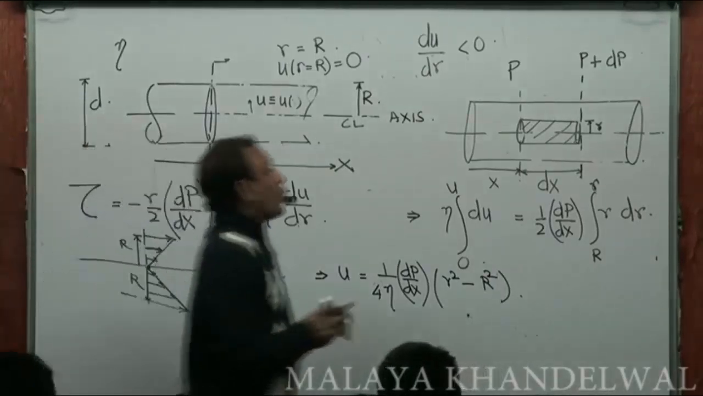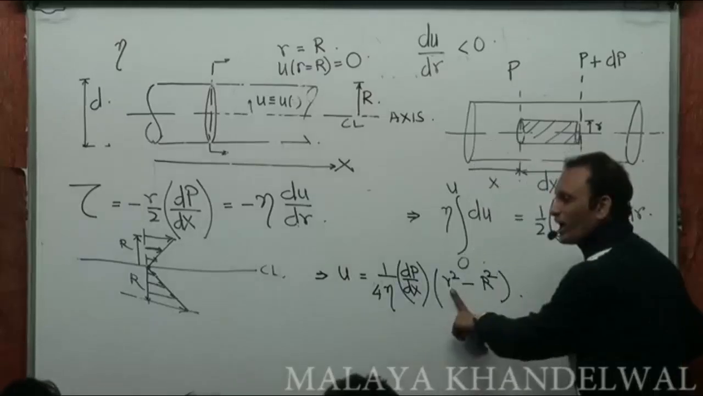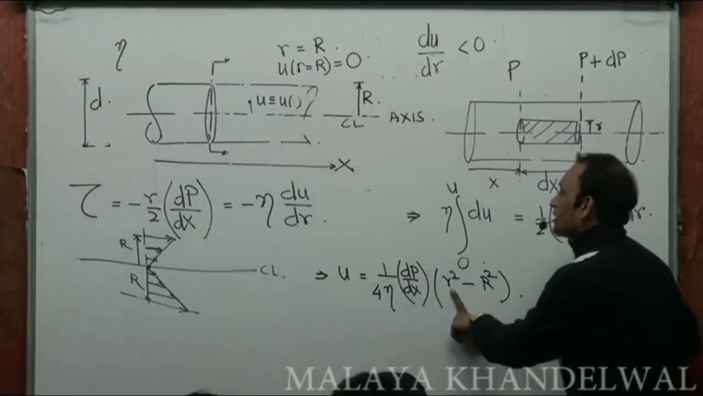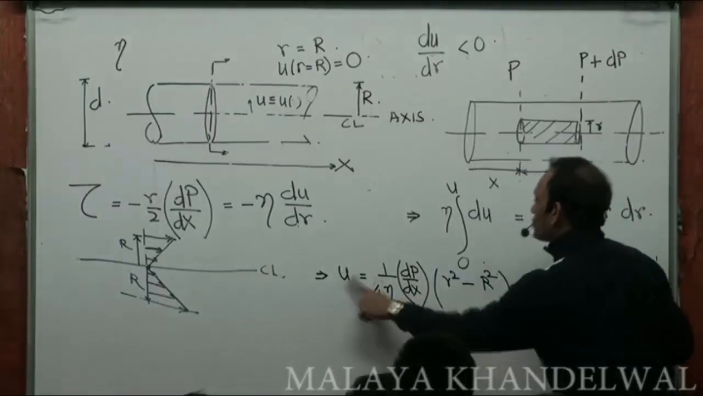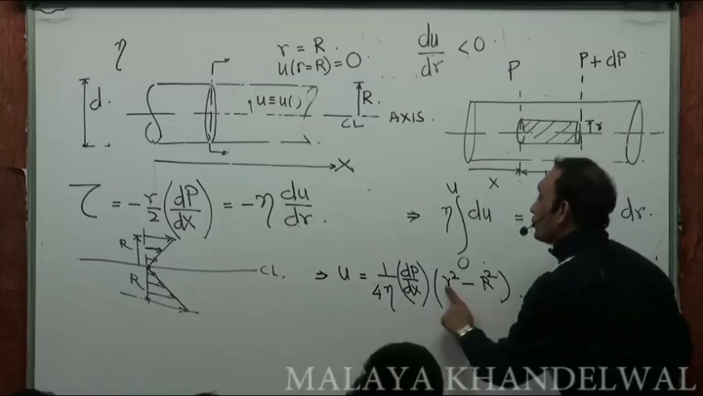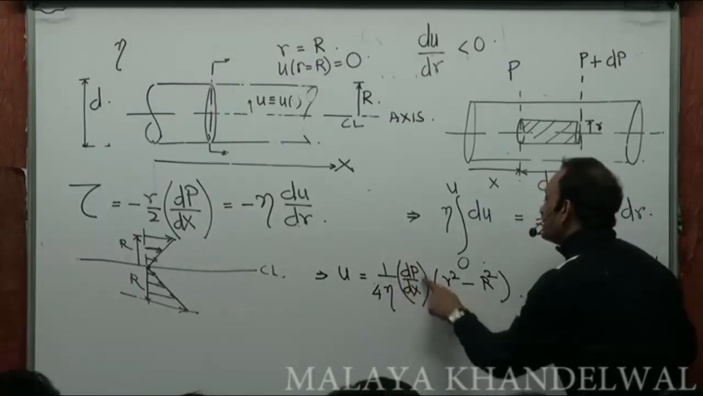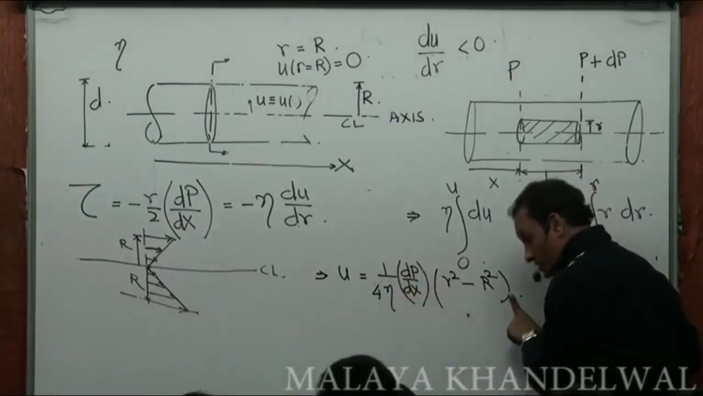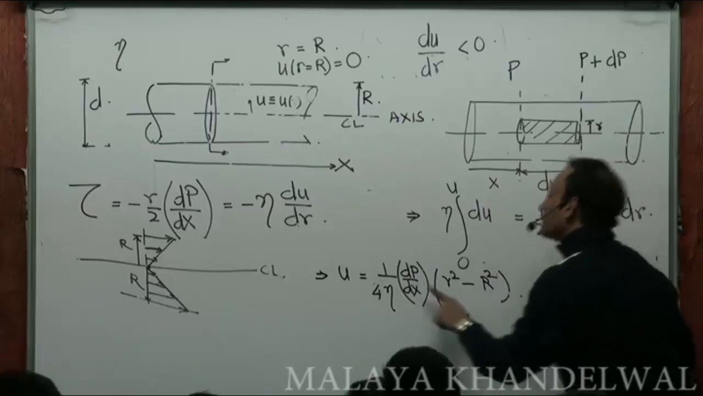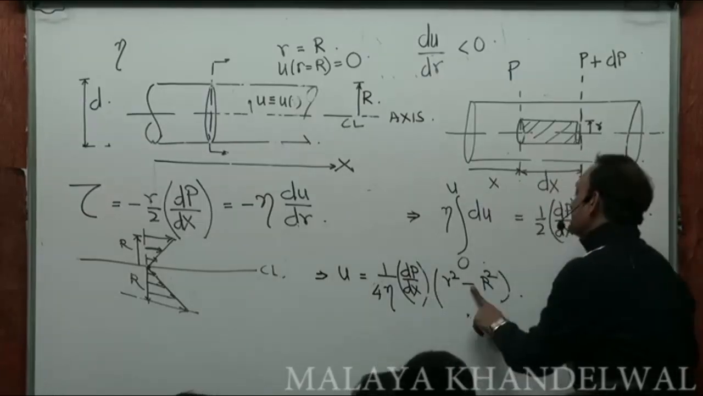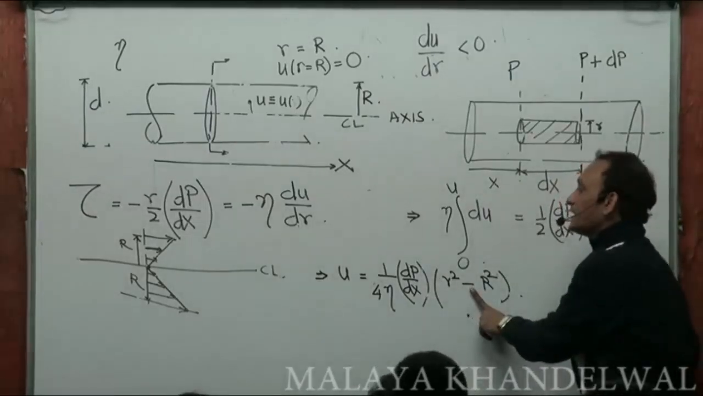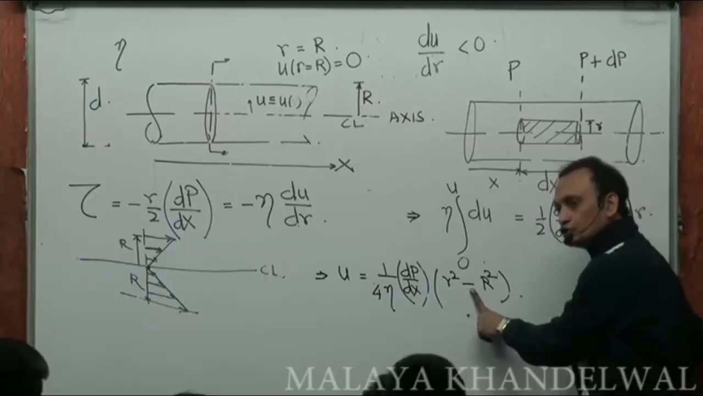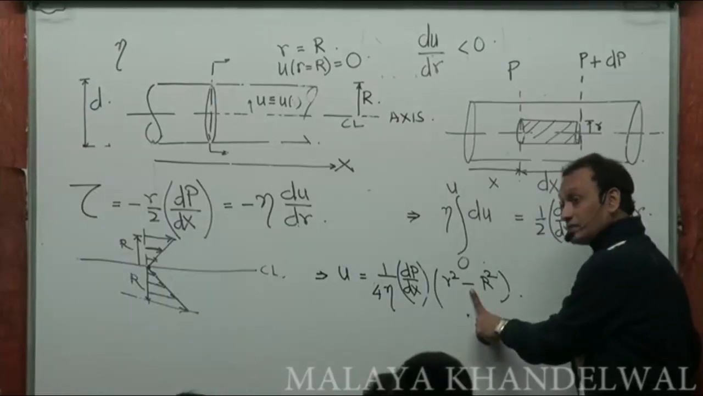Very clearly, on the central line, small r is 0. Then I get the velocity on the central line by plugging in small r as 0, as 1 by 4 eta dp dx into minus R squared. Does it mean it's negative? No. Because dp dx is a negative number, it will take care of this minus sign and will give me a rightward u. Give me a rightward u.